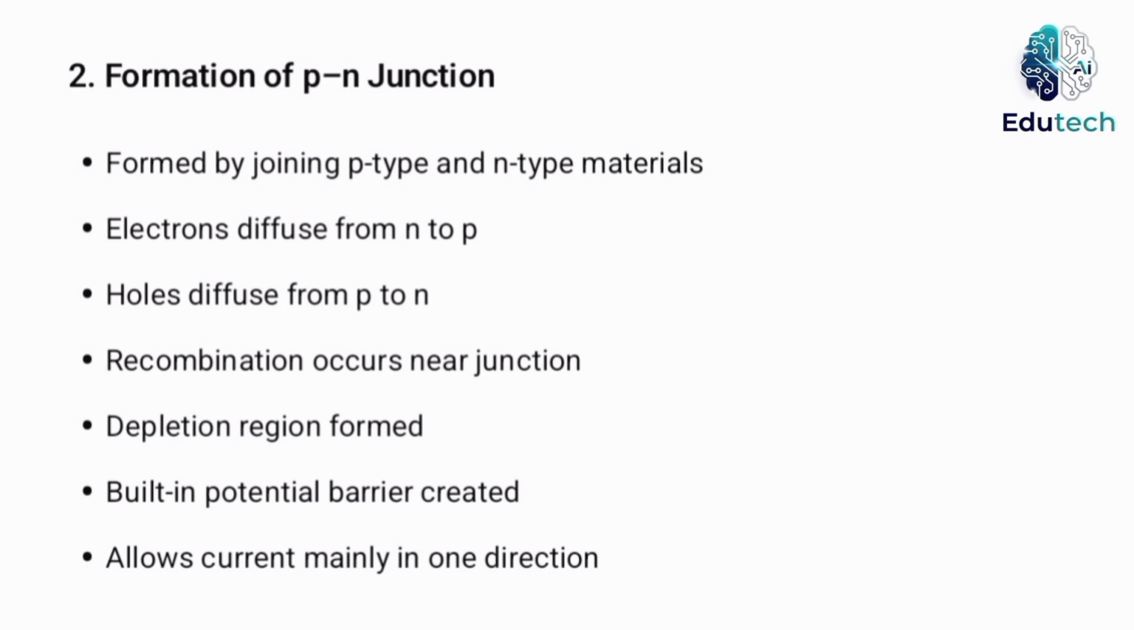This movement creates a depletion region near the junction where no free charge carriers exist. An electric field is developed across this region which opposes further diffusion. This region acts as a barrier and controls the flow of current in the diode.